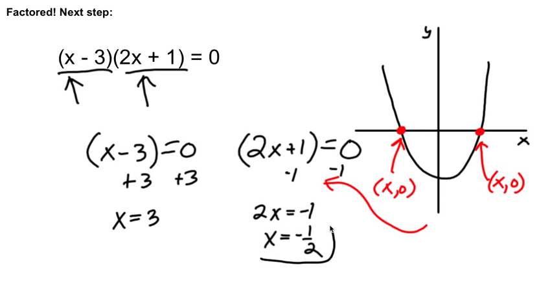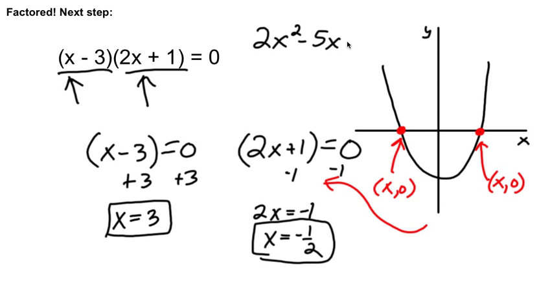So what this tells me is that there are two x values that I can substitute into my original equation of 2x squared minus 5x minus 3 in order to get the whole equation equal to 0. And those two values that I can sub in are x equals 3 and x equals negative 1/2.